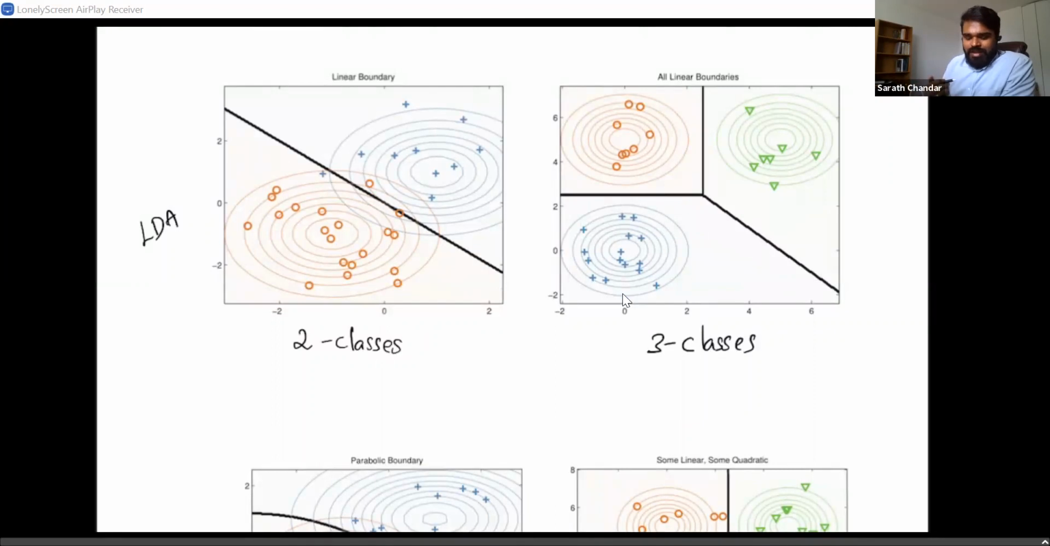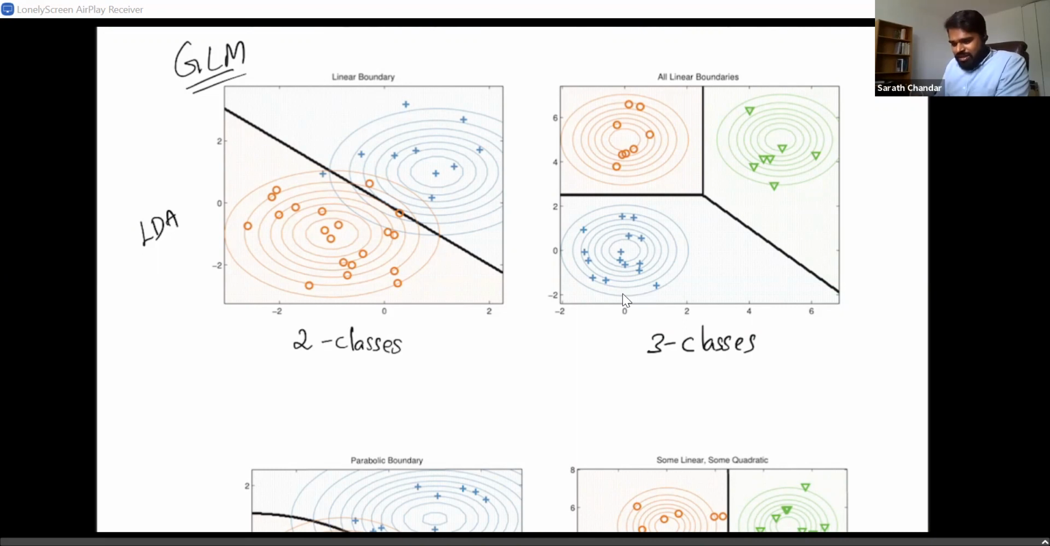Remember that LDA is a generalized linear model. So even though it's a nonlinear model, the decision boundary is linear, right? So you can see that in the case of 2D, the 2-class example, there's a single line dividing both the classes, the decision boundary is linear. Similarly, in the case of the 3-class example, you see that it's drawing lines between the classes, okay?